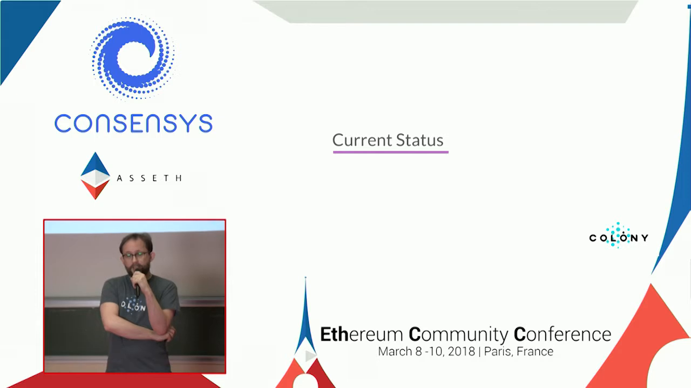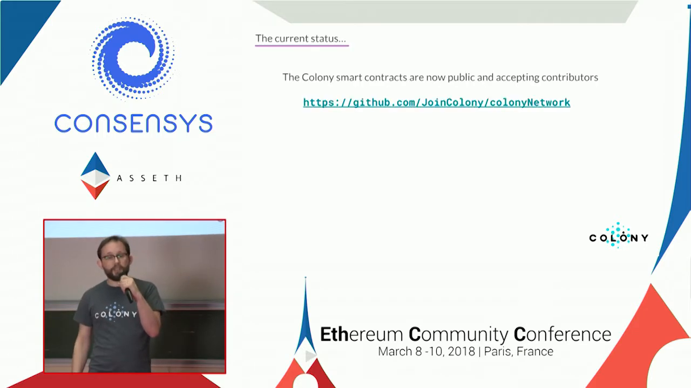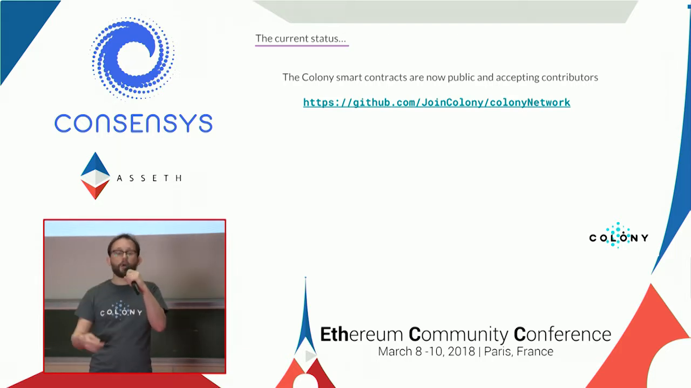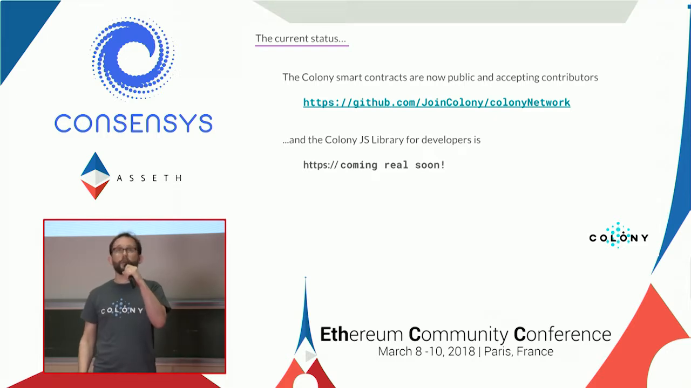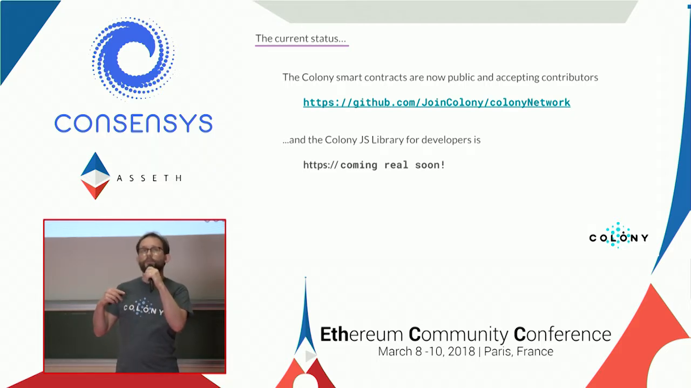The current status: the beta has been running and we've been incorporating the feedback of all our beta users. We have released our smart contracts. So if you go to this GitHub repo, you can actually deploy them yourself on your own network. You can play around with them. And the JavaScript library that makes it easy to run dApps on the system is also coming really soon. I was hoping to announce it today. Not quite ready, but very soon. That should make it easy for anyone to write dApps on top of the Colony network.